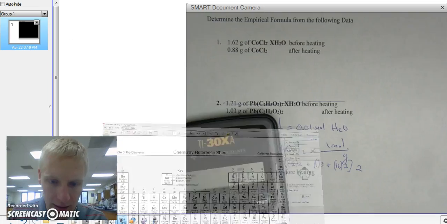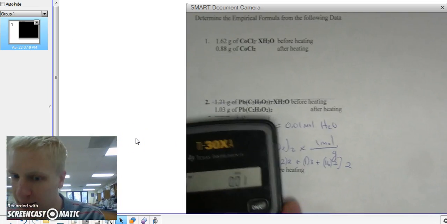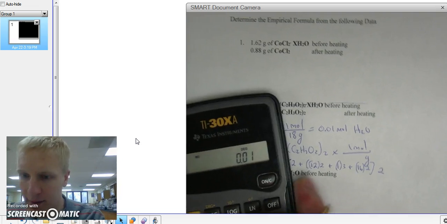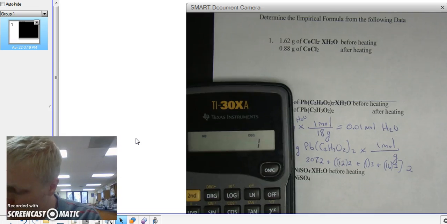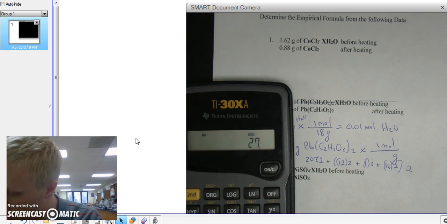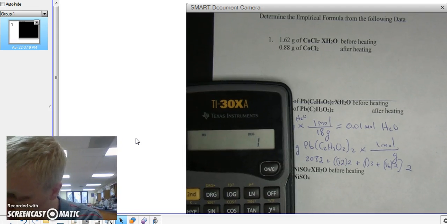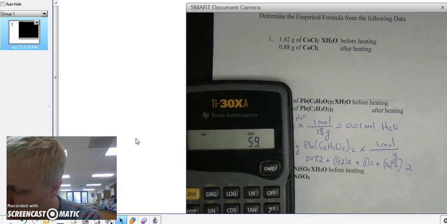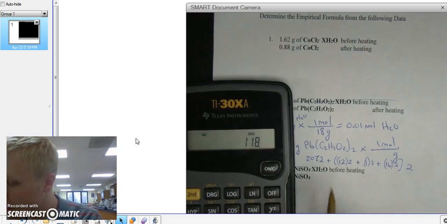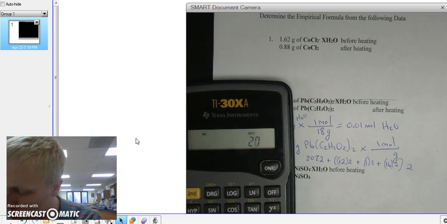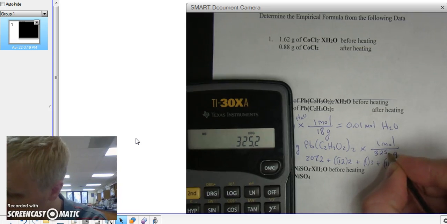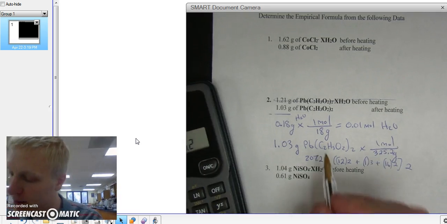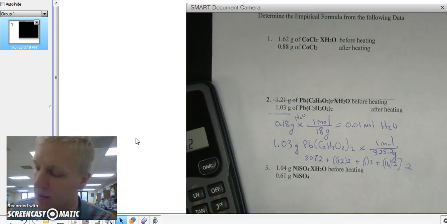Alright, so you can see my calculator. 12 times 2 is 24, plus 1 times 3, 3, plus 16, gives me 59, multiply that whole number by 2, gives me 118, but I got to remember to add that lead, 207.2, gives me 325.2 grams. That's how many grams are in 1 mole of Pb(C2H3O2)2.